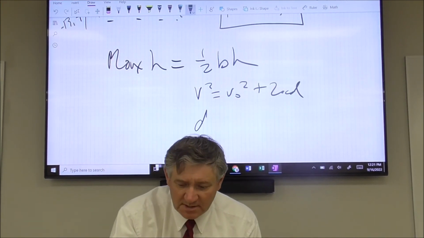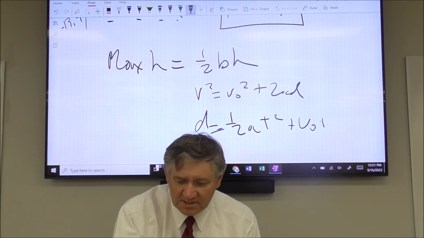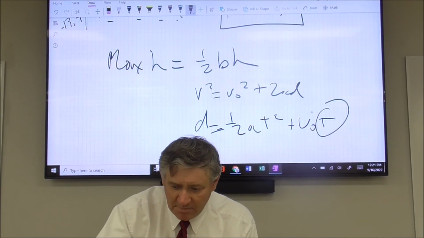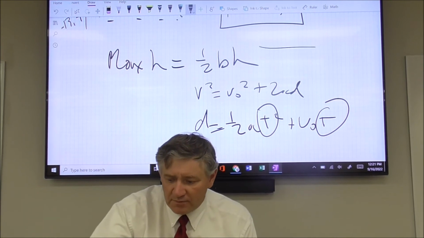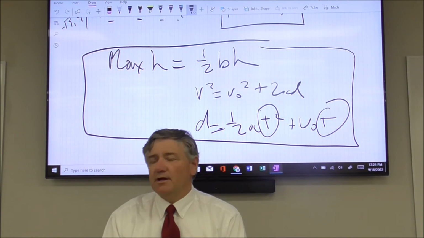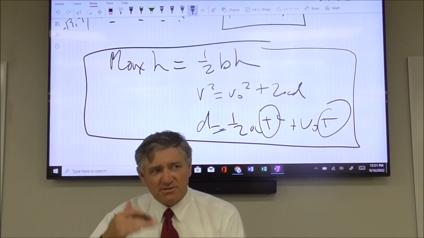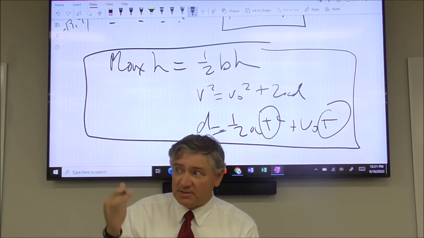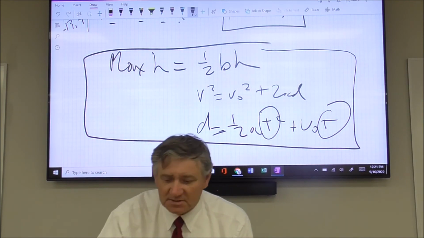You could use distance equals 1/2 at squared plus v naught time. You know your initial velocity, you know your time would be 1.4 seconds. You could find it that way. All three of these are equally valid ways to find your maximum height, okay? It's a personal preference, right? It's up to you. All of them are going to generate the same answer. So what I would recommend on a problem like this is that you familiarize yourself with using all three equations.